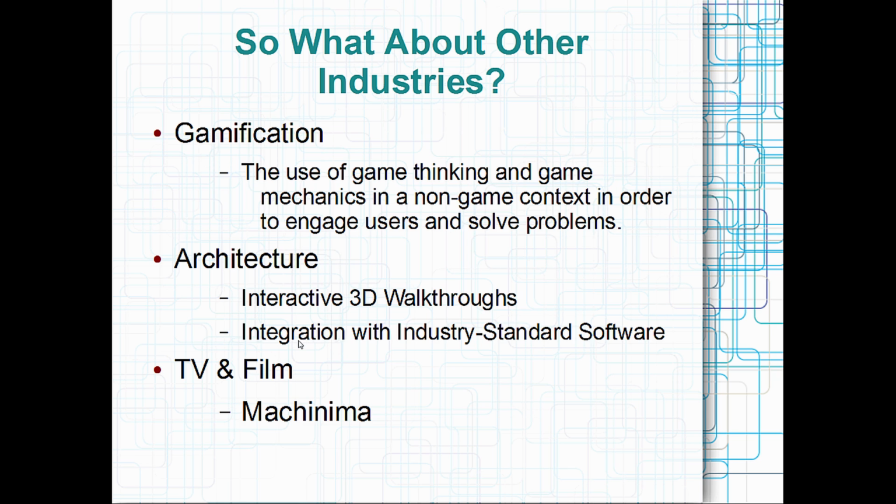Other industries we look at would be TV and film. Now this is a newer realm, and it's still a bit experimental, but there's this phenomenon known as machinima. And machinima is basically using game engines or game technology to script and perform like a TV show or a movie. The best example I can think of is this web series called Red vs. Blue. It's been on the internet, I think, even before YouTube was around.